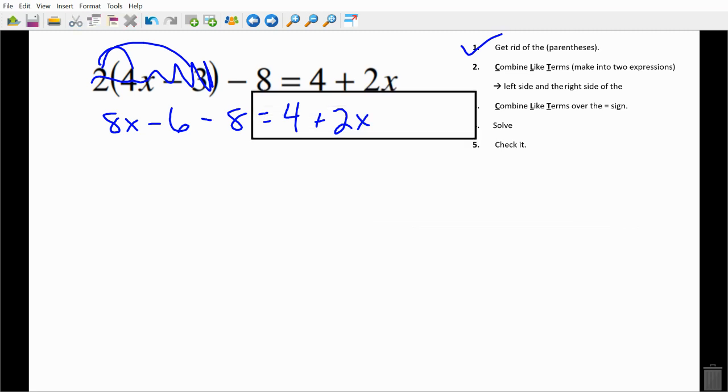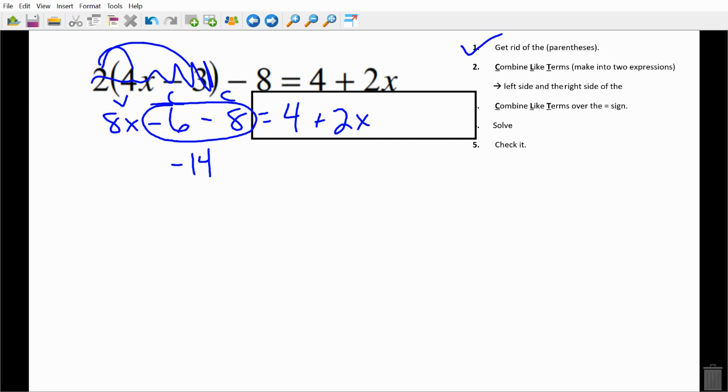What is left on the left side? What is not in the box? You have 8x minus 6 minus 8. So here's a variable, here's a constant, and here's a constant. Since they're all on the same side, I'm just going to take these two and not do inverse operation, because they're on the left side. We're just going to combine them. What is negative 6 minus 8? It's negative 14. Again, we are not doing inverse operation when they're on the same side of the equation in step 2.